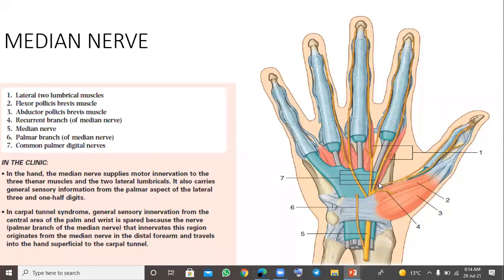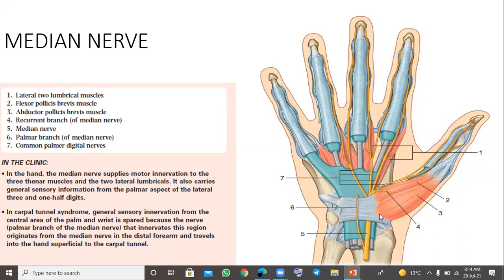Okay. So basically, that's the course of the median nerve. There's a condition that occurs when the median nerve is compressed at the carpal tunnel. Imagine these tendons, which are part of the content of the carpal tunnel, become inflamed. When they become inflamed, they can compress the median nerve. That condition is known as carpal tunnel syndrome. So carpal tunnel syndrome occurs due to compression of the median nerve at the carpal tunnel.